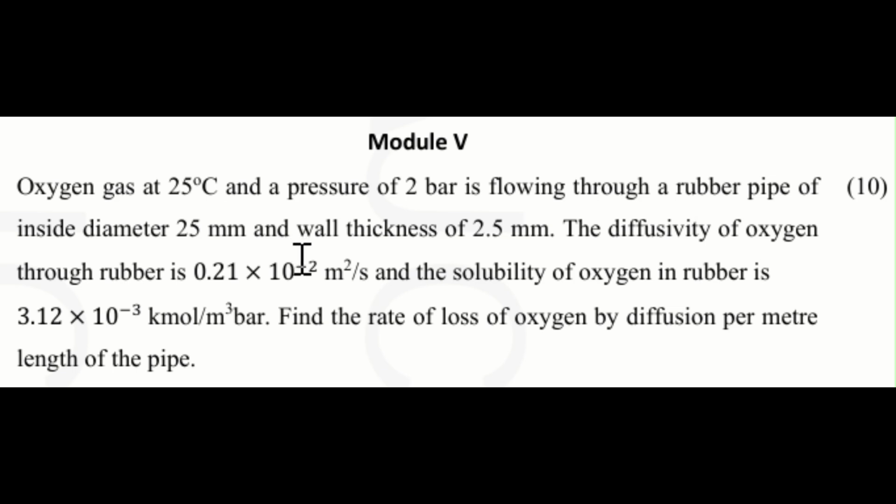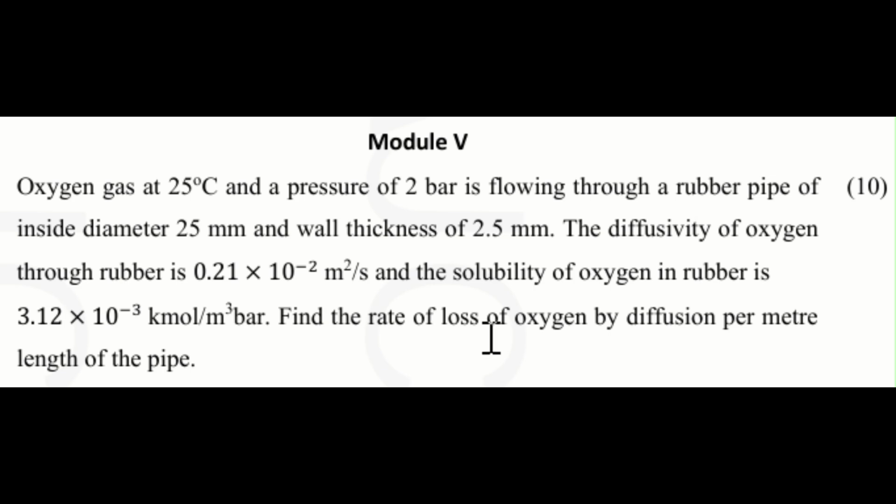The wall thickness, obviously, since it must be a cylinder, would have some thickness. The thickness is 2.5 mm. Other data given in the question is the diffusivity of oxygen through rubber. The oxygen gas is flowing inside the rubber tube, so obviously it would diffuse into the rubber. D, the diffusion coefficient or diffusivity of oxygen, is given as 0.21 into 10 raised to minus 2 meter square per second. And the solubility of oxygen in the rubber is also given.